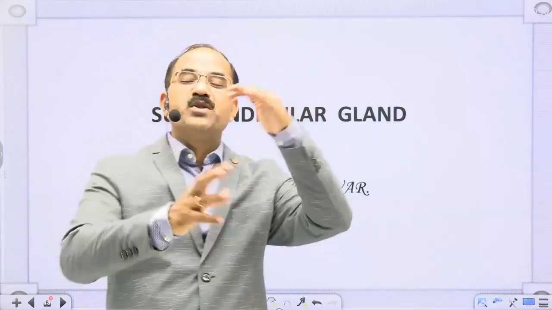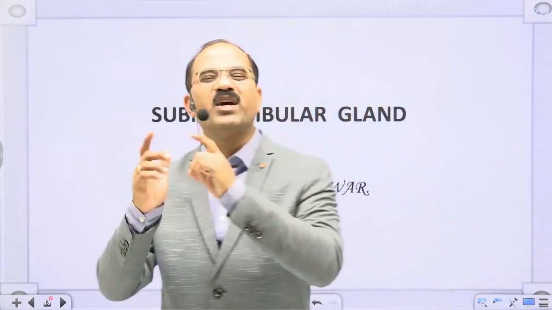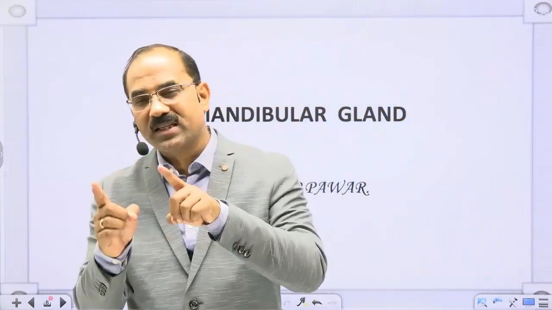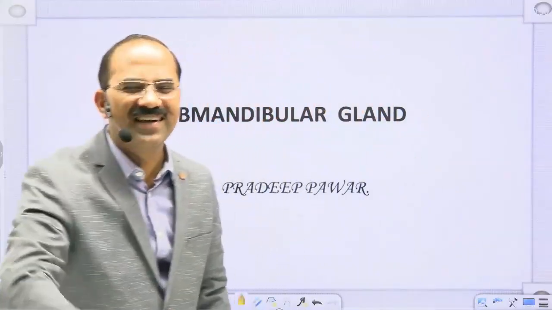So the true capsule would be formed by the condensation of the connective tissue around the gland. And the false capsule would be formed by the investing layer of the deep cervical fascia, which splits and encloses the gland, right? So the investing layer of deep cervical fascia was forming false capsule for two glands, students. One is the parotid, yes, very good. And the second one is the submandibular gland, whereas the pretracheal fascia was forming the false capsule for thyroid gland. Excellent, very good. You answered very well.